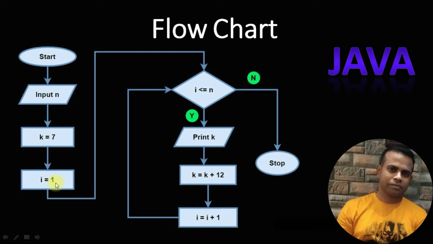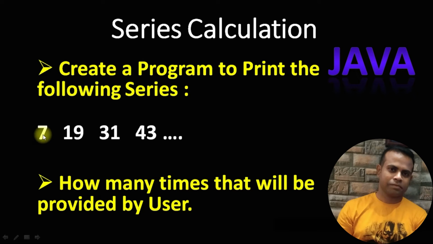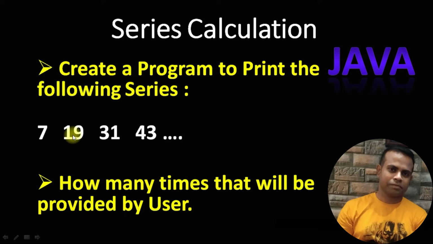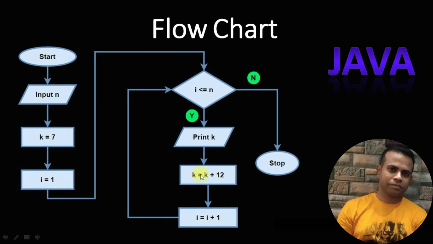Now let's say i is 1 and the user has given some value, let's say 3 or 4. So it will check i less than or equal to n. If yes, then it will print k. So first time it will print 7. If you check this series, the first value is 7. Then in the same iteration it will update the k value with k equals k plus 12, meaning previously it was 7, then plus 12, that is 19. So it will be 19 in this set of logic.